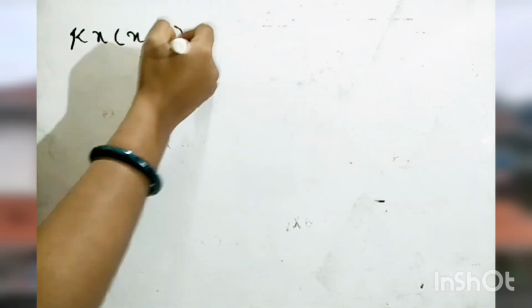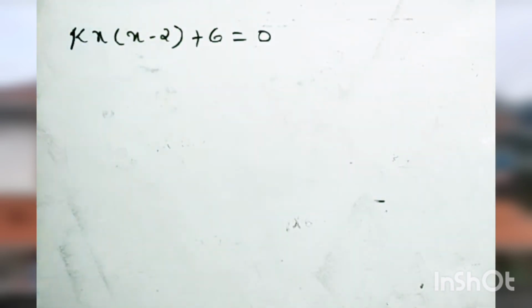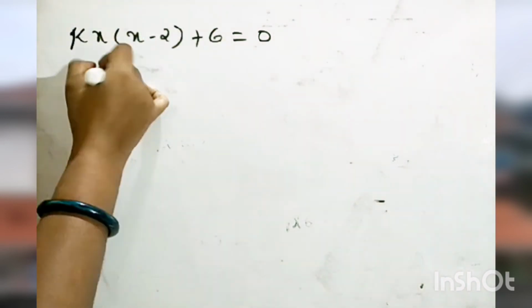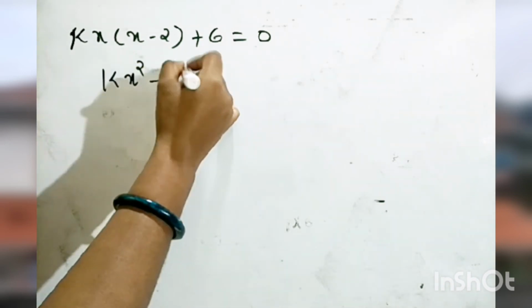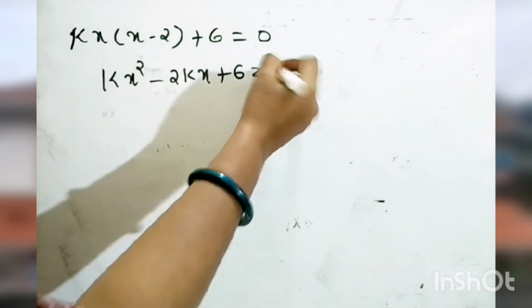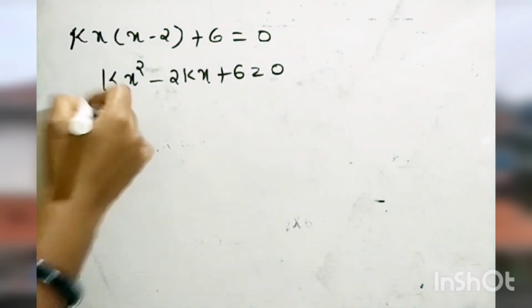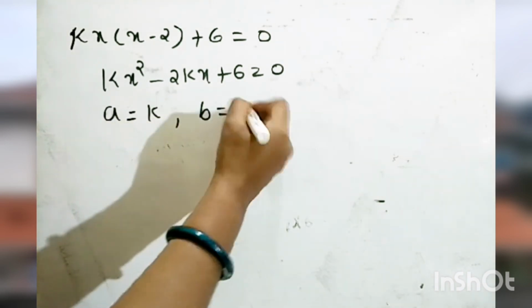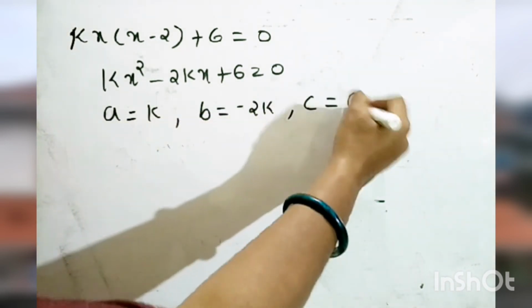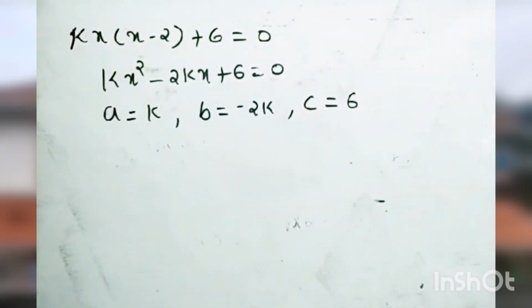Next one. For this quadratic equation also, it is given that it has two equal real roots: kx into x minus 2 plus 6 is equal to 0. Now just open this bracket, then we will get kx square minus 2kx plus 6 is equal to 0. Then a is equal to k, b is equal to minus 2k and c is equal to 6.